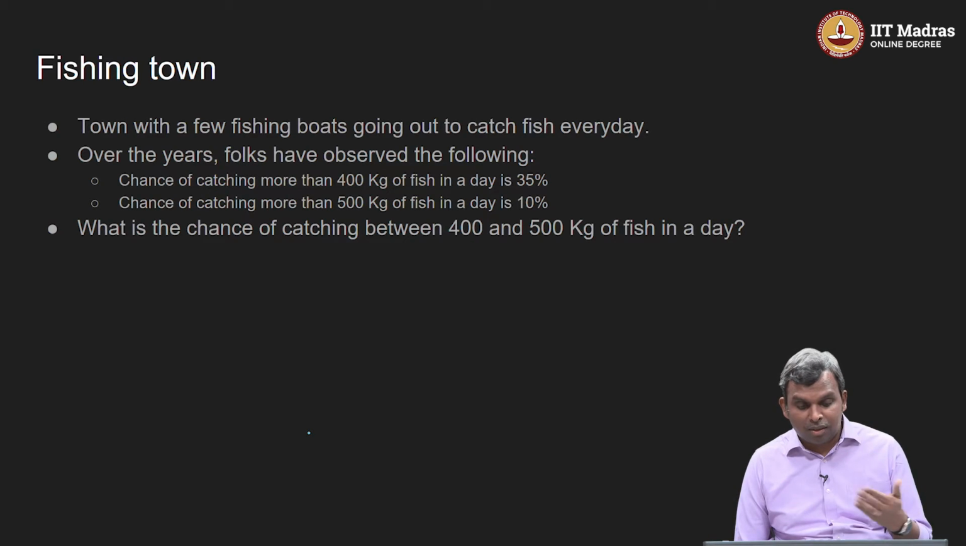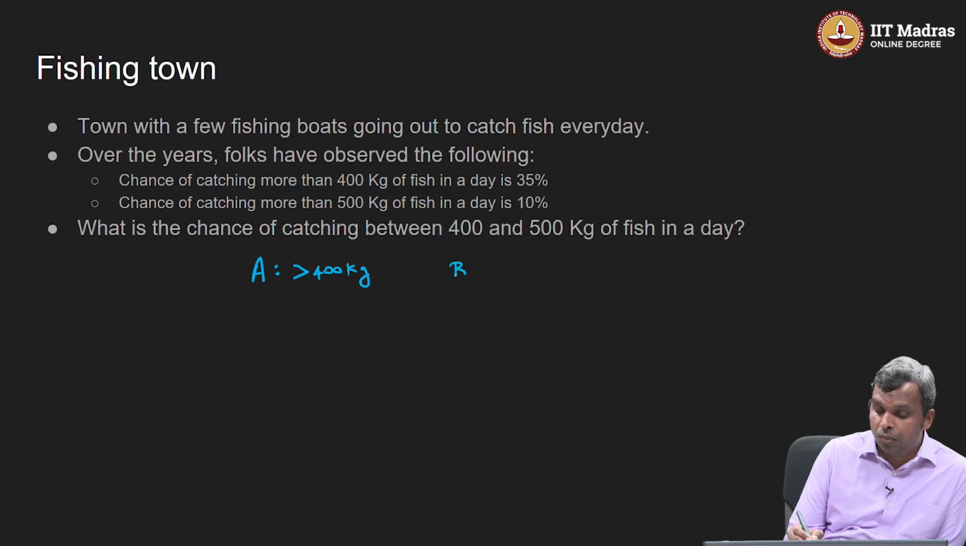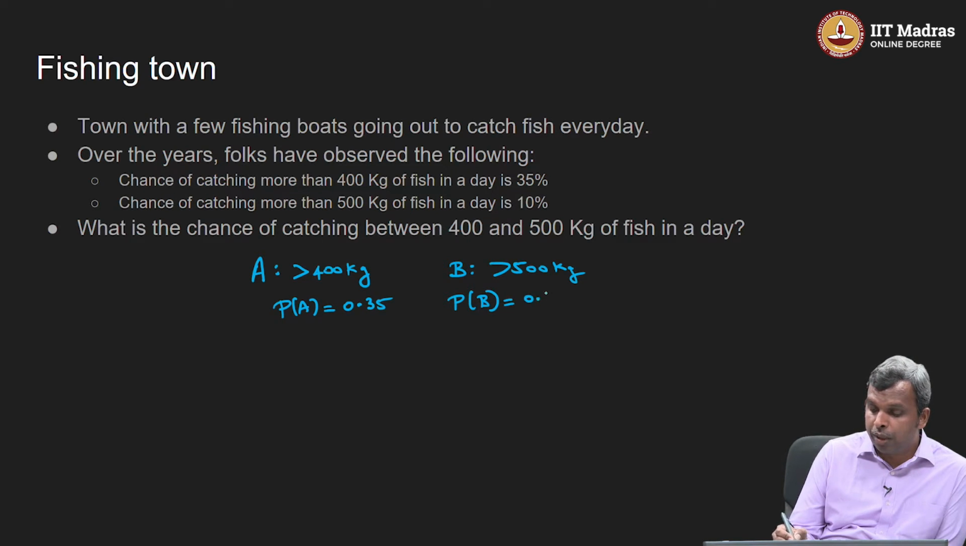Maybe there's one more event here, which is catching more than 500 kilograms of fish. So let's call event A greater than 400 kilograms of fish. Event B is greater than 500 kilograms of fish. So what this statement is telling you is P of A is 0.35, P of B is 0.10.